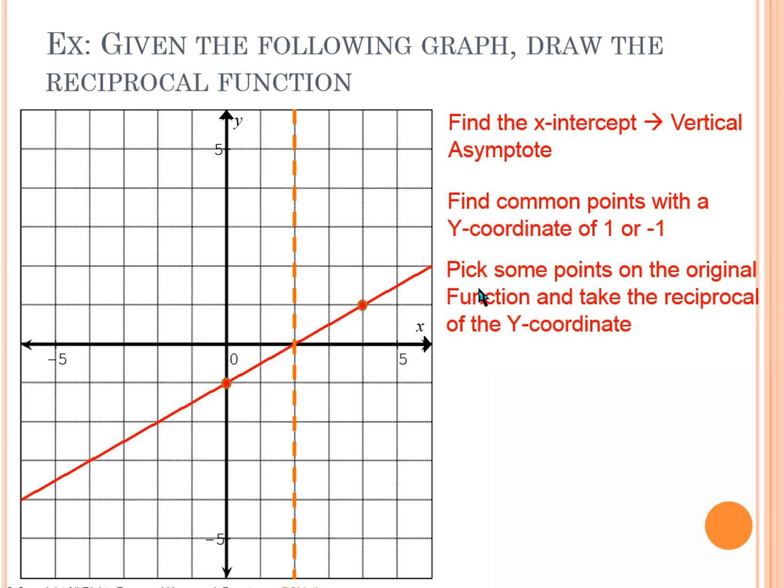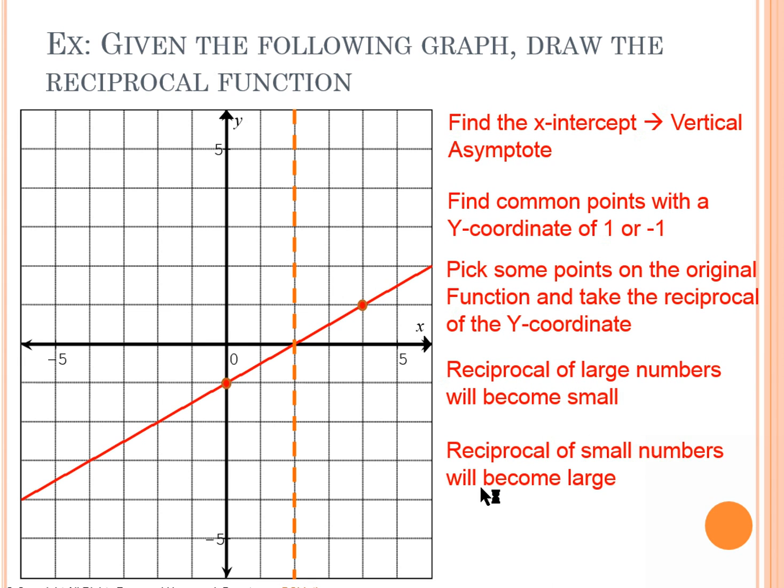Step number 3 is pick some points on the original function. So the original function is this red line, and take the reciprocal of the y-coordinate. Okay, so we got to find a point on this line, and whatever point that we find, the corresponding y value, we need to take the reciprocal of that y value. And remember, the reciprocal of a large number will become small, and the reciprocal of a small number will become large. Okay, so let's take a look here.